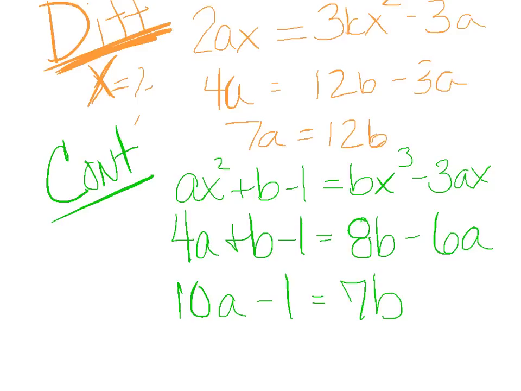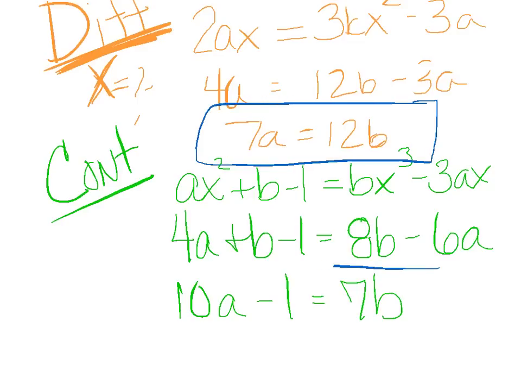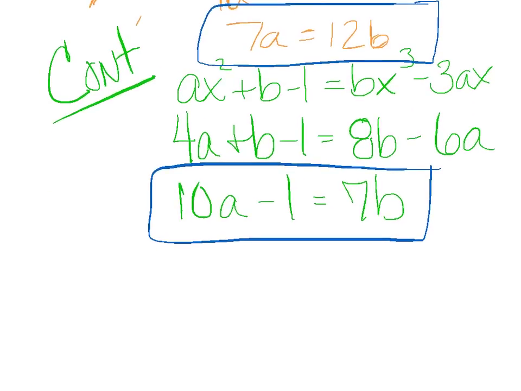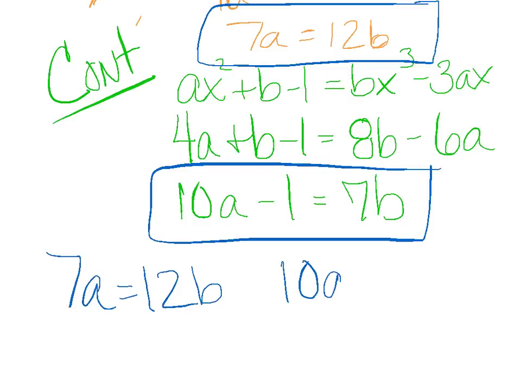All right, at this point, I just want to clarify the two equations I have. I have my differentiable answer and my continuous answer. And I'm just going to rewrite those for myself over here. So I know 7a is equal to 12b, and I know 10a minus 1 is equal to 7b.